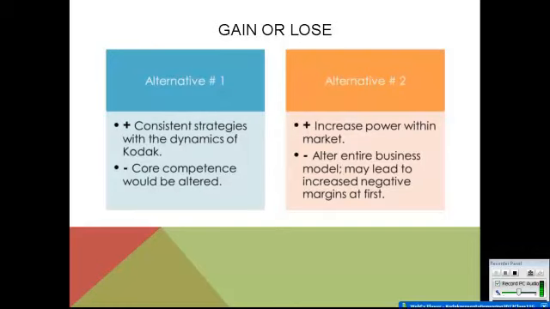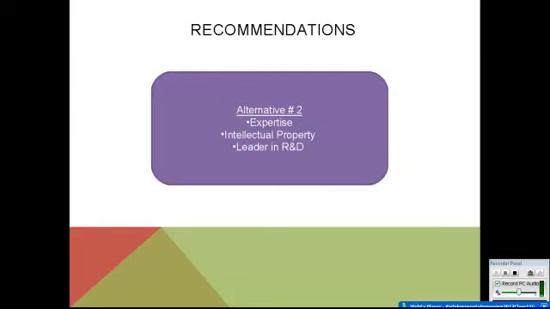Although these alternatives would help Kodak, they would gain and lose different things. For the first alternative, which would be to change their upper or middle level management, they would gain consistent strategies that would be closer to the dynamics of Kodak, but they might lose their core competence, and it might be altered, such as their brand name or efficiency. For the second alternative, which would be to turn themselves into a consulting firm, they would have increased power within the market because companies would be coming to them for their knowledge and expertise. But they would have to alter their entire business model, which may lead to increased negative margins within the start of this transition.